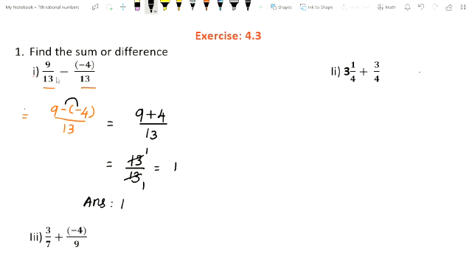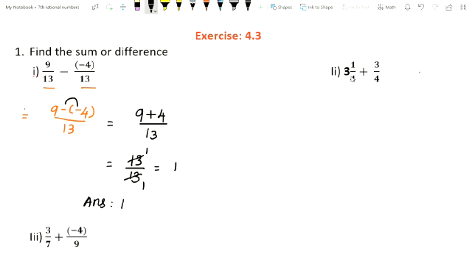I repeat this. 9 by 13 minus of minus 4 by 13. First we have to see the denominators. Here denominators are same. So in this situation you have to write the numerator as it is. So 9 minus of minus 4. Minus into minus you get plus. So 9 plus 4 by 13. 9 plus 4, what you will get children? 13. So 13 by 13. Now both numerator and denominator are the same number, so you divide this. What you will get? 1. So 1 is the answer. Do you understand children?